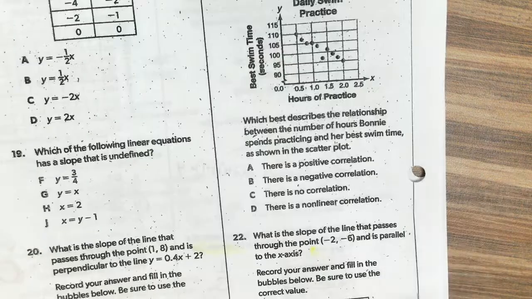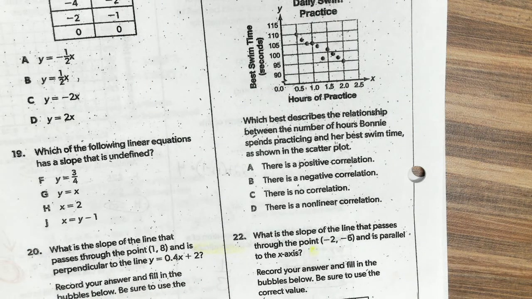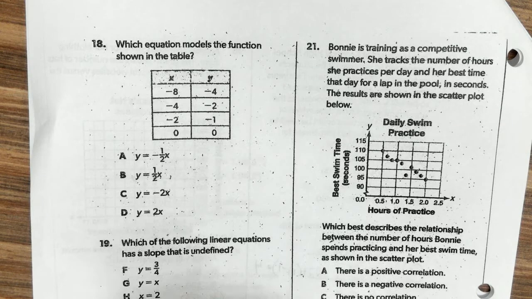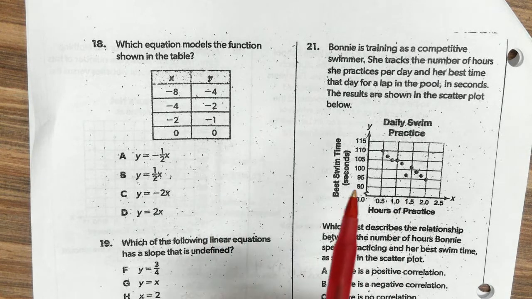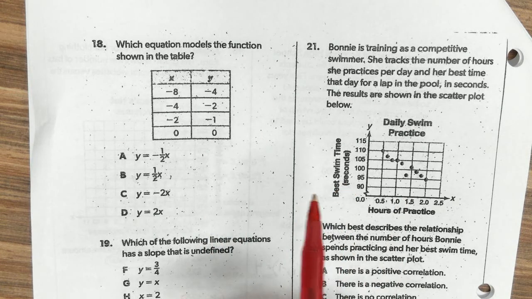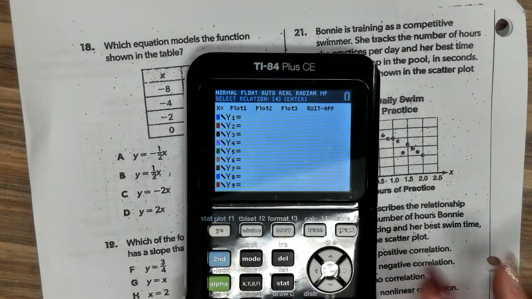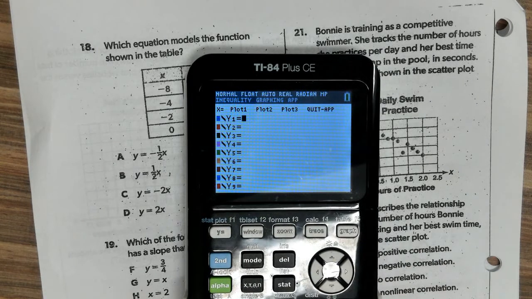All right, next question, number 18. Which equation models the function? Seriously, I pray y'all didn't miss that. You could literally push your y equals button. So I went to y equals. The answer was B, so I typed in 1/2 x.